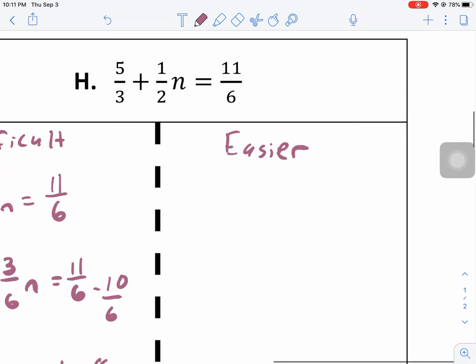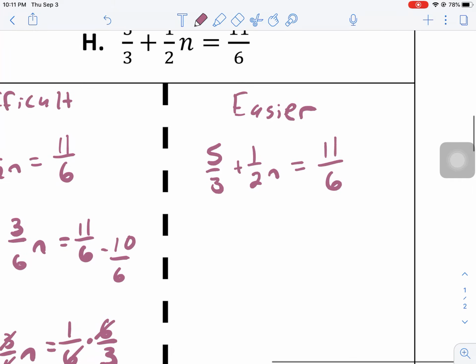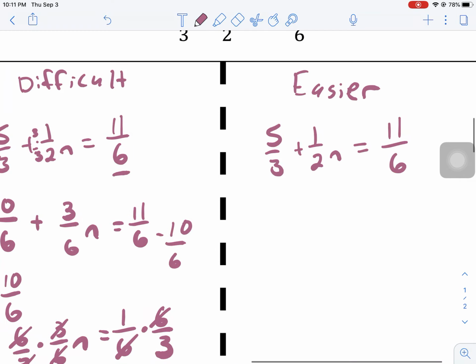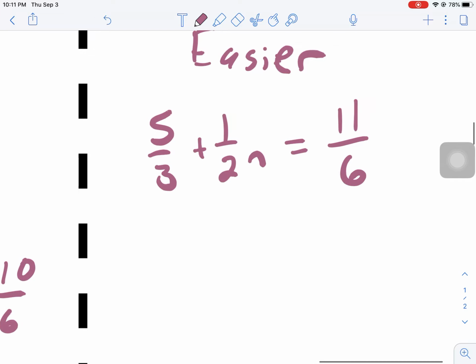Okay? Now, what I think is the easier way to do this is to cancel all of the fractions right at the beginning. So we have 5/3 plus 1/2 n is equal to 11/6. Did you see how 6 was the common denominator here in the last question? Well, we can actually use that 6 to our advantage.